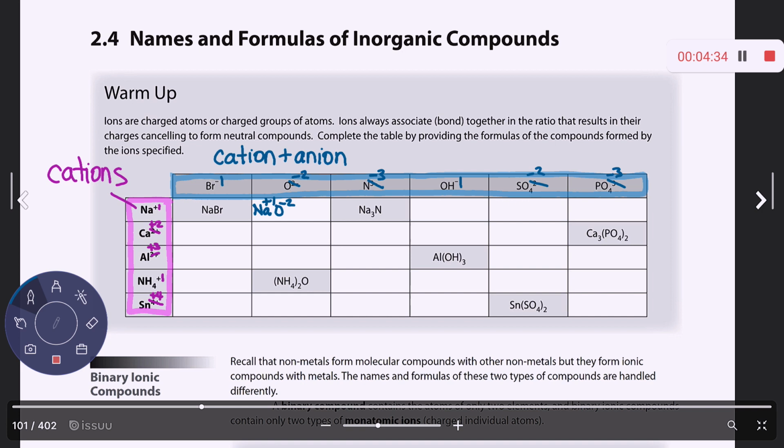So if I've got Na with a +1 and O at a -2, wouldn't I need 2 Nas at a +1 to get the charges to add up to 0? Yes?